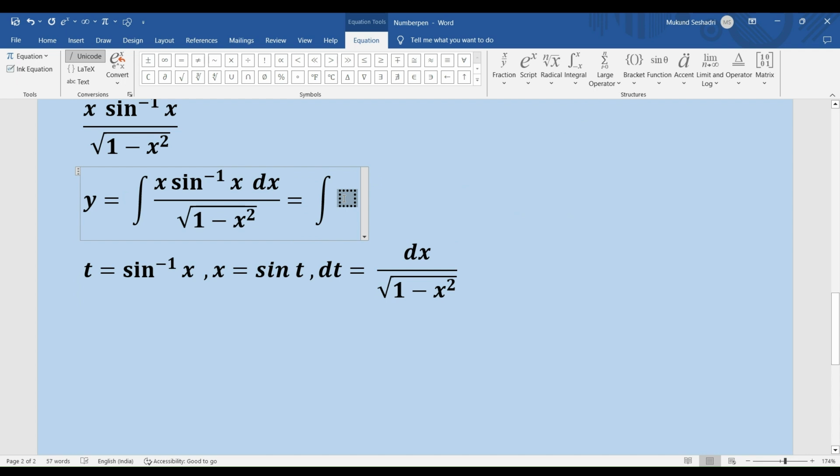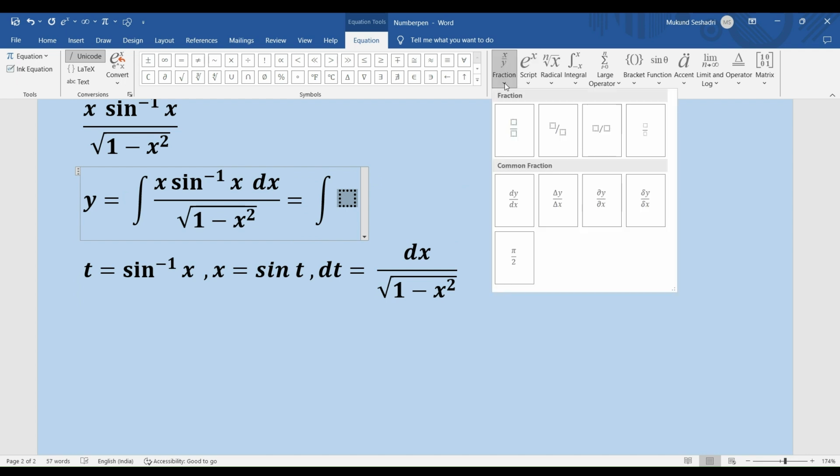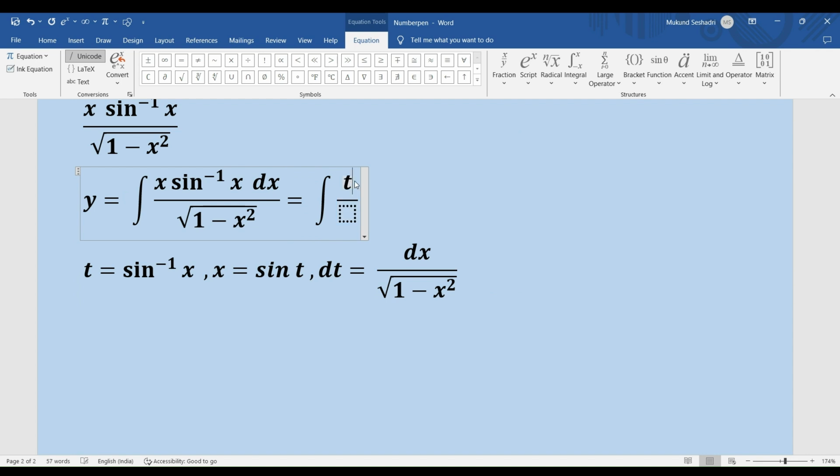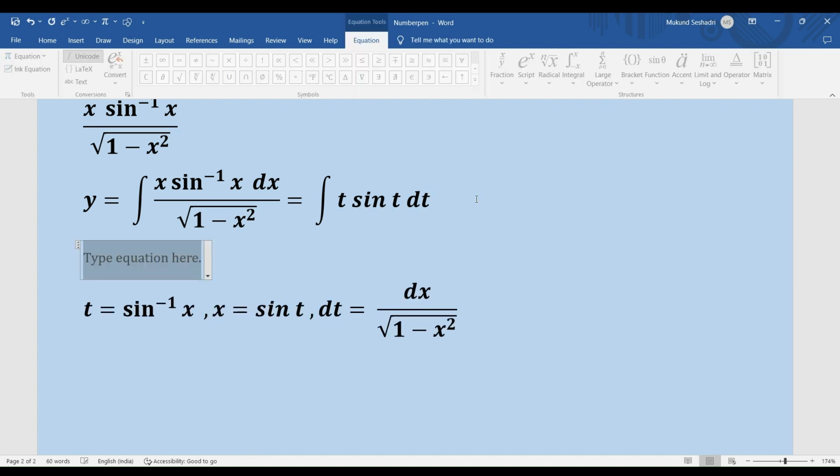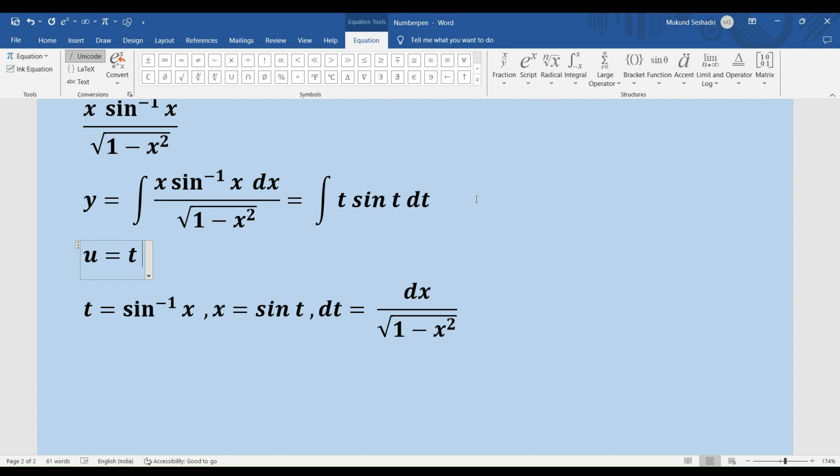So I know that the substitution that I've made is t equals sine inverse of x, right? So I write my t as it is in place of sine inverse of x. Then I have an x, and in place of that I have sine t, because when my t equals sine inverse of x, my x equals sine t. And then I have my dx by square root of 1 minus x square equals dt, right? So this is what I have, right? Now you see, with a simple substitution, we have brought this to the form integral of u dv, right? Now it becomes a lot simpler, and I'm not going to teach you how to solve this.